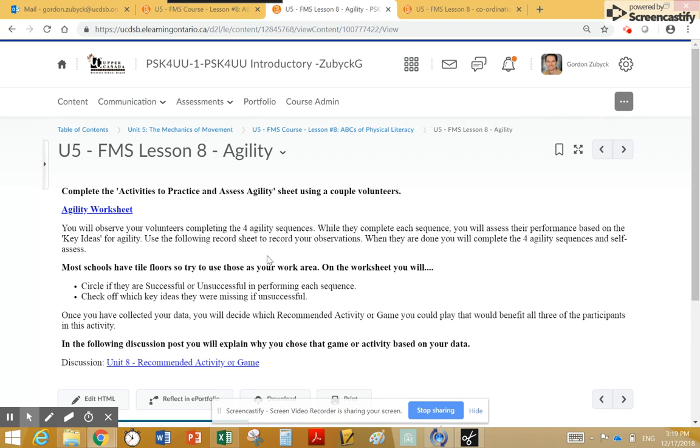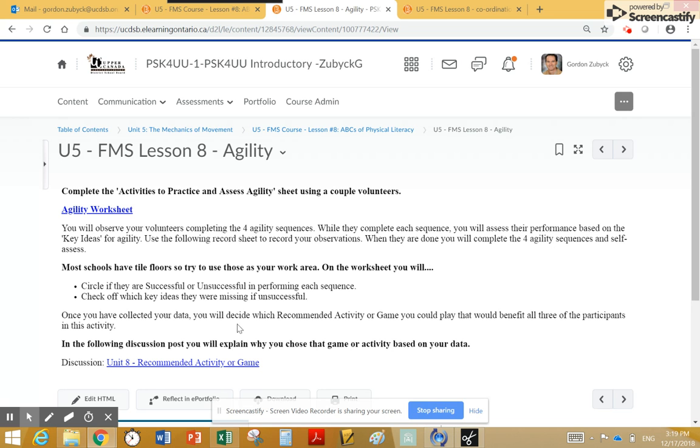But what you're going to do is observe the different people performing the different patterns and then use the worksheet to record your observations. And then when they're all done completing the 4 agility sequences, you'll do a self-assessment. What's interesting here is you'll circle if they're successful or unsuccessful in performing each sequence and then check off which key ideas were missing if unsuccessful.